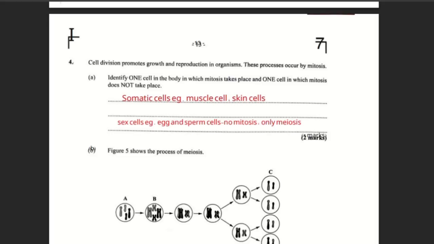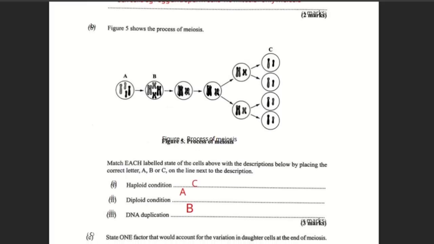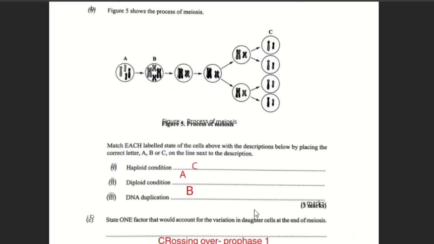Right, so now let us look at the process down here, the process of meiosis. We said that at the end of mitosis we end up with two daughter cells. At the end of meiosis we end up with four daughter cells. We start off diploid and we end haploid in meiosis.